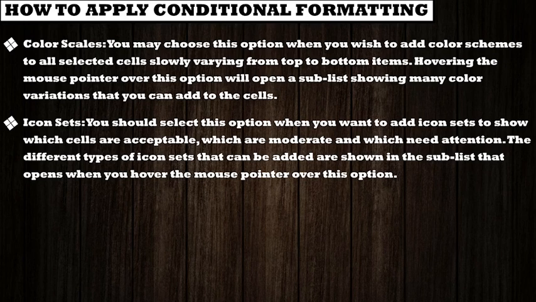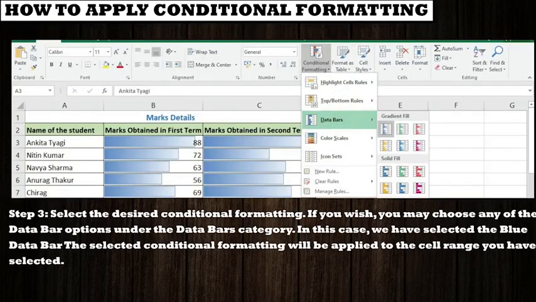Icon sets. You should select this option when you want to add icon sets to show which cells are acceptable, which are moderate, and which need attention. The different types of icon sets that can be added are shown in the sublist that opens when you hover the mouse pointer over this option.